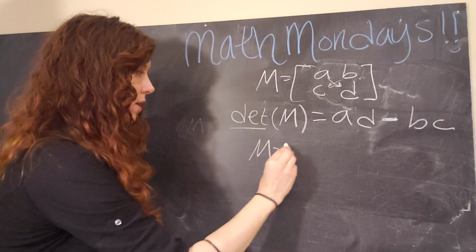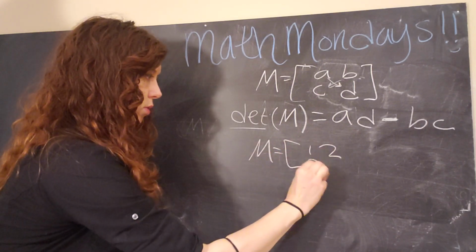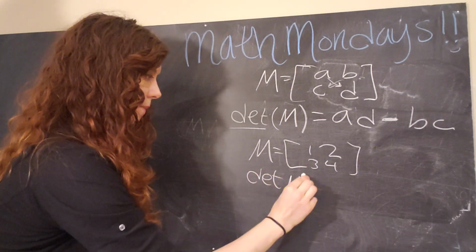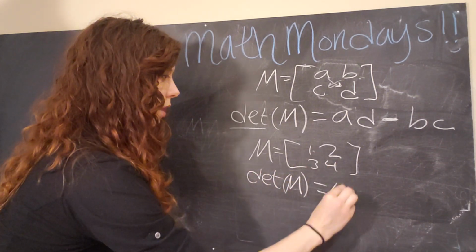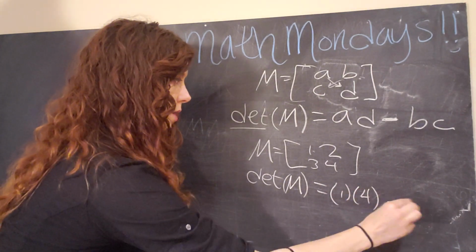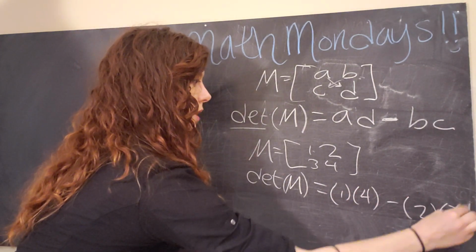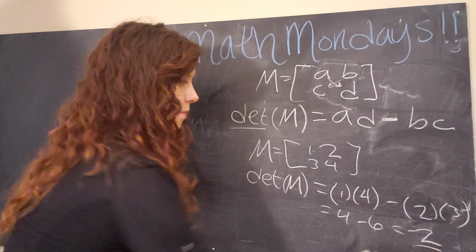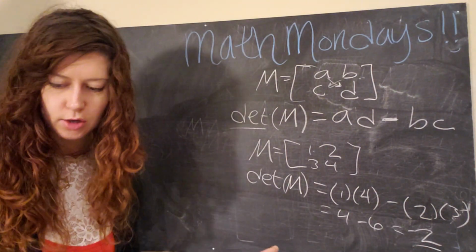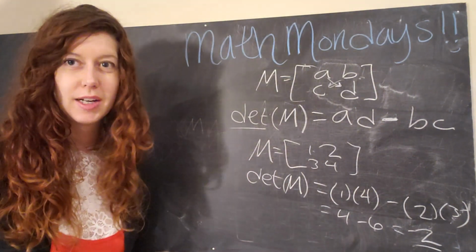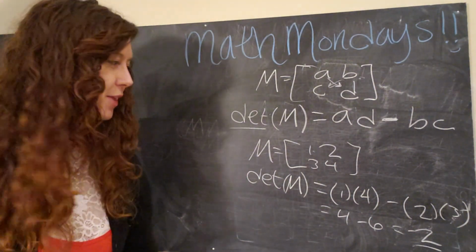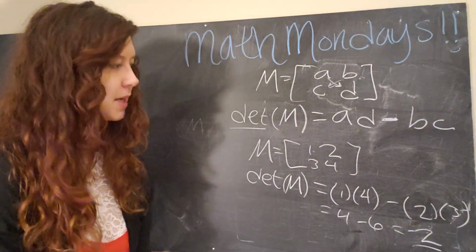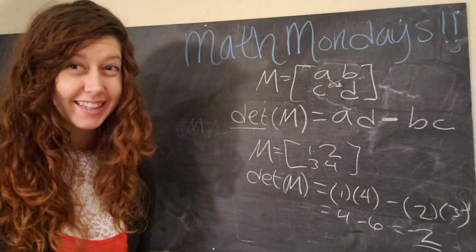So if we had our regular old M, 1, 2, 3, 4, the determinant of M is going to be 1 times 4 minus 2 times 3, which is just 4 minus 6, negative 2. And right now, there's not that much interesting information that this tells me, but we'll dive into that more in the next episode. Okay, so I will leave it there for now.